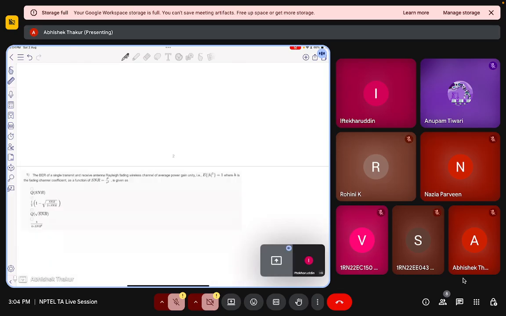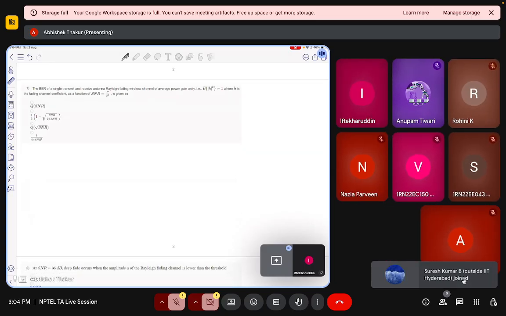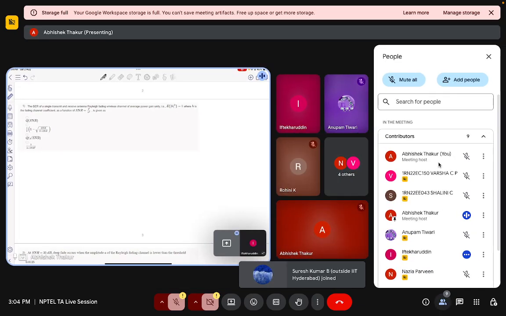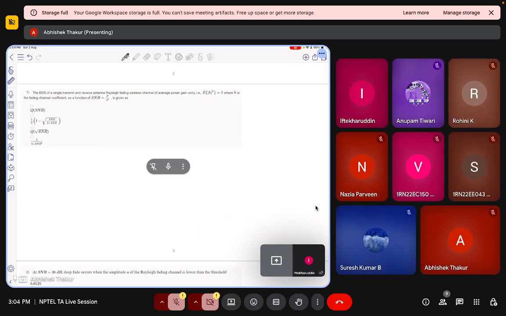So the first question is the bit error rate of single transmit and receive antenna. I think we can start now. 9 students have joined. The first question is the bit error rate of single transmit and receive antenna Rayleigh fading wireless channel of average power unity, given as 1, where h is the fading channel coefficient, as a function of SNR, and SNR is given as signal power by noise power, so P by sigma square.